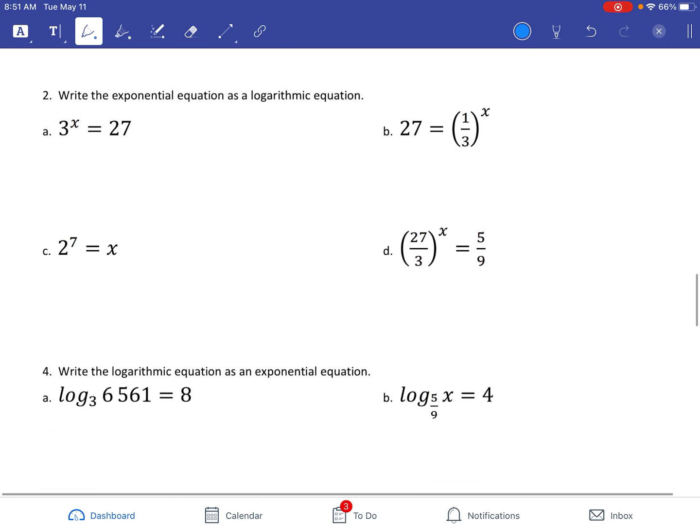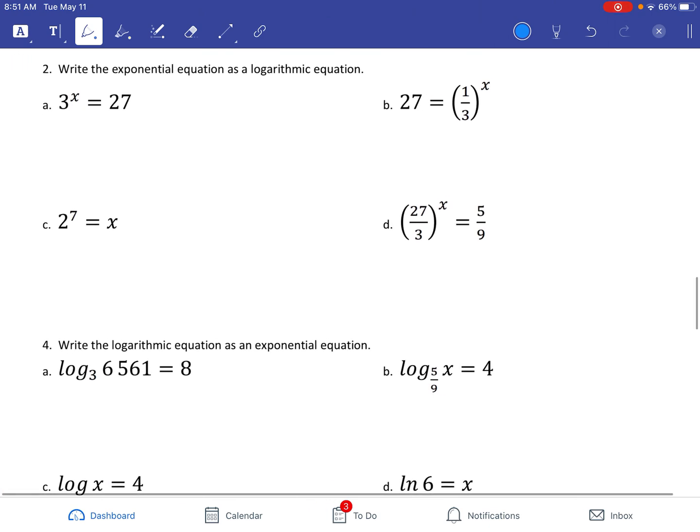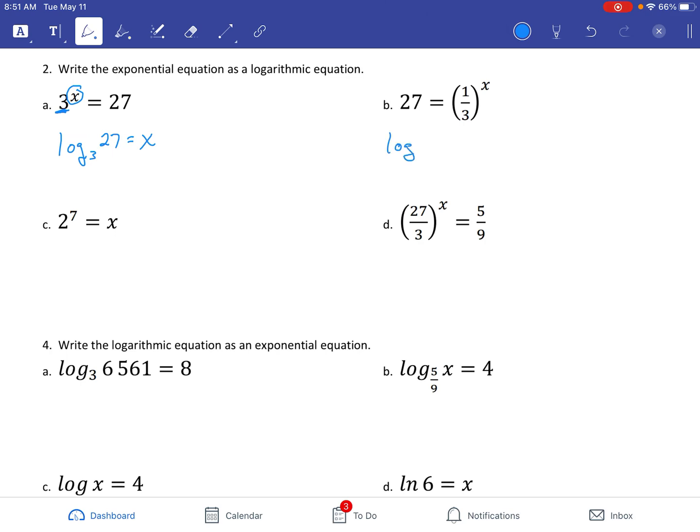All right, converting logarithmic and exponential equations from one to the other. Okay, so again, this is your base. This is your exponent. So if your base is 3, that means it should be log base 3 of 27 equals x. Okay. You have log base 1/3 of 27 equals x. Here you have log base 2 of x equals 7. And then finally you have log base 27 over 3 of 5/9 equals x.